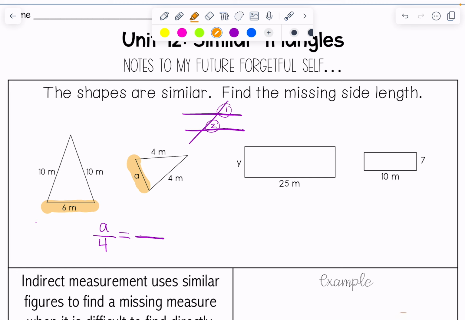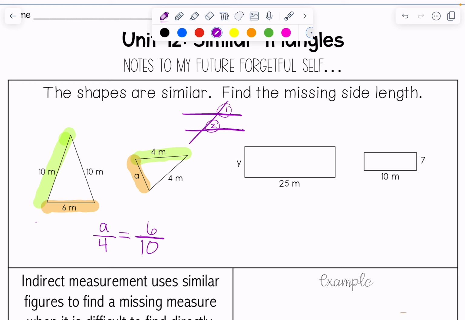If we were to rotate this smaller triangle around and match them up, the A and the 6 would line up. So I know that those two correspond, so they need to be in the same location in the proportion. And then my other corresponding sides, if I'm using this measurement of the 4, that corresponds to this measurement of the 10.